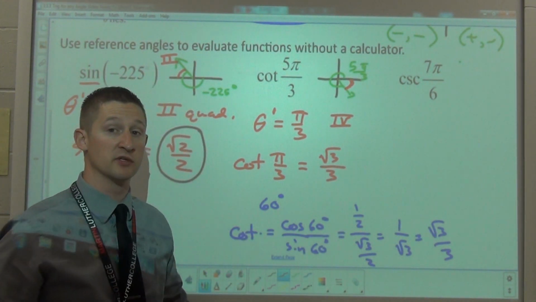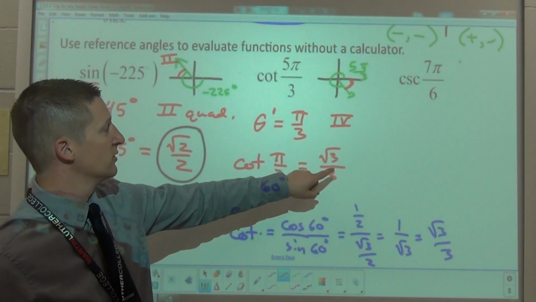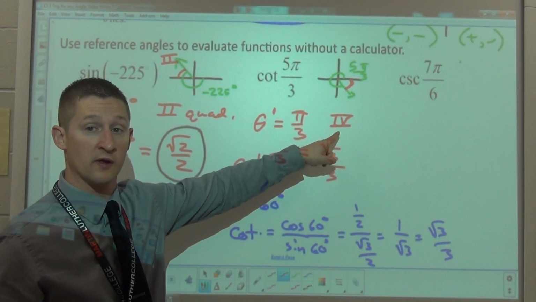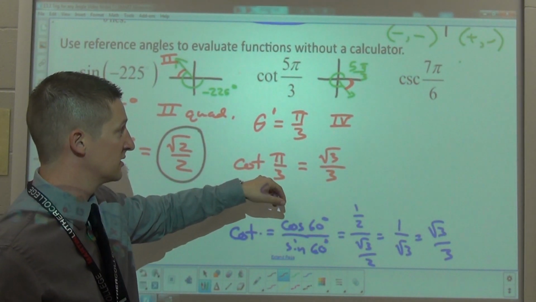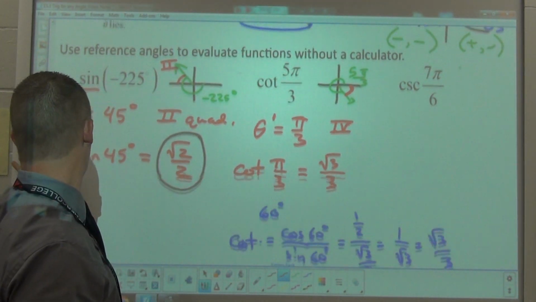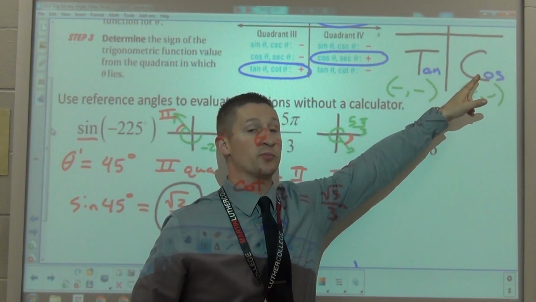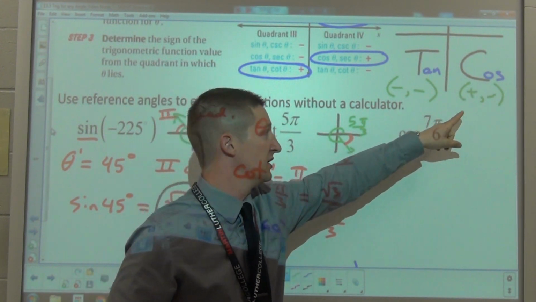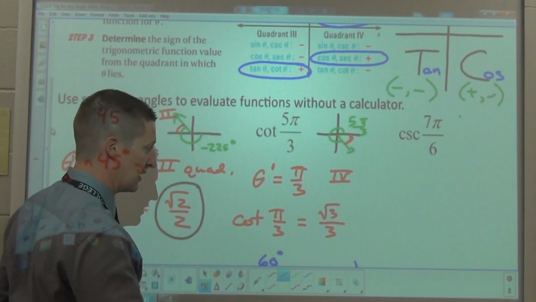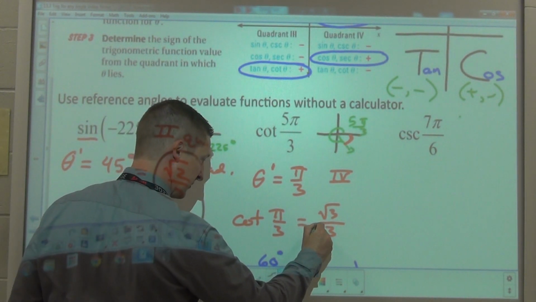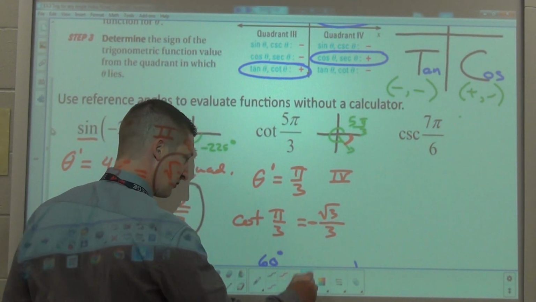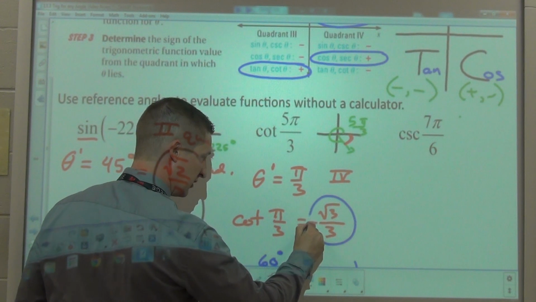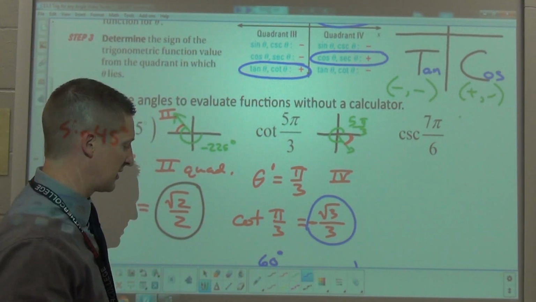Last thing I need to check out, remember, now that I got the right value, is, okay, I'm in quadrant 4, and I'm working with cotangent. In quadrant 4, cosine is the positive one, which means cotangent, the reciprocal of tangent, must be negative. So I need to then put a negative sign in front of my answer. Negative square root of 3 over 3.